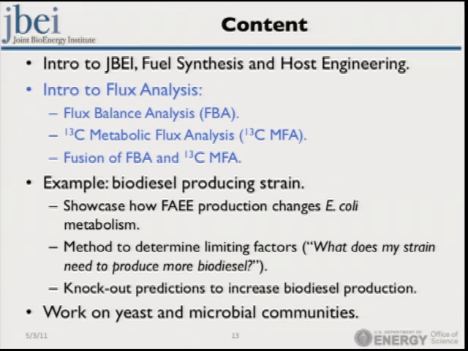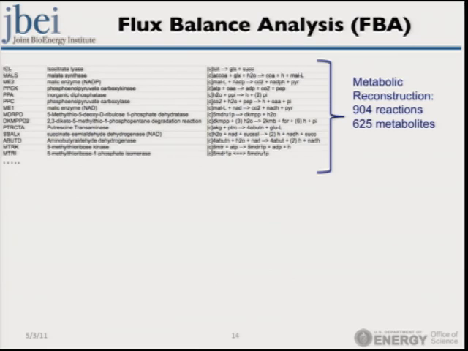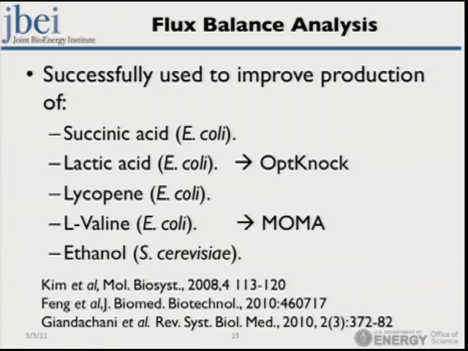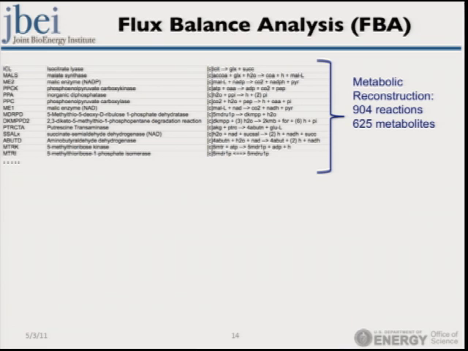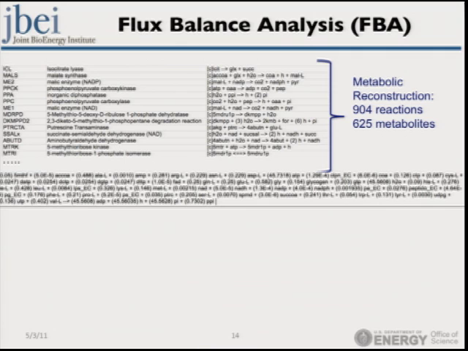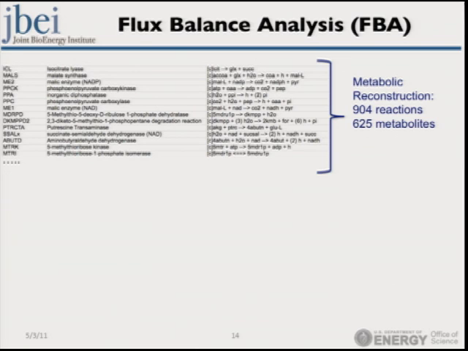I will now explain very briefly the main techniques that are being used: flux balance analysis and 13C metabolic flux analysis, and I'll introduce the kind of fusion of these techniques that we're trying to do. Flux balance analysis starts with a metabolic reconstruction, where you take a genome and look at all of the metabolism in that genome. In the case of E. coli, the standard model is the iJR904, which has 904 reactions and 625 metabolites. For each reaction, you get the reactants and the products. One of the reactions is the biomass.